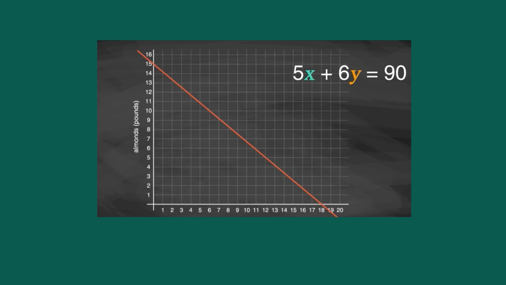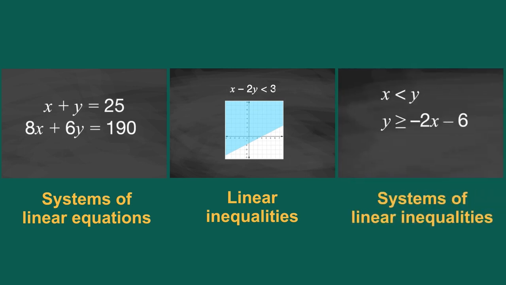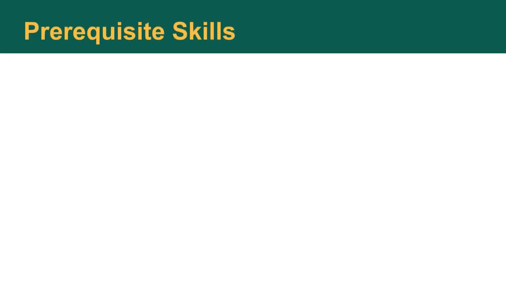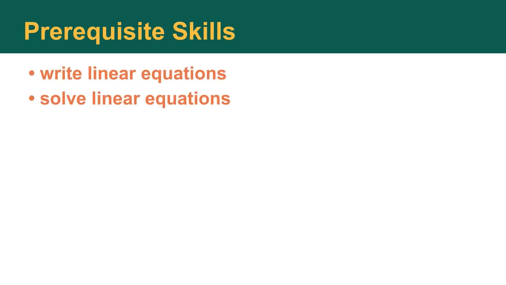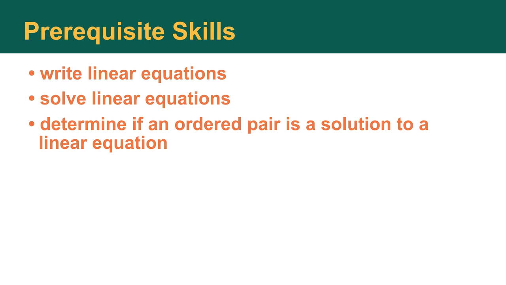In the previous unit, students began working with linear equations and their graphs. In this unit, they extend those ideas and skills to solve systems of linear equations, linear inequalities, and systems of linear inequalities. Prior to engaging in Unit 2, students will need to be able to write and solve linear equations, as well as determine if an ordered pair is a solution.